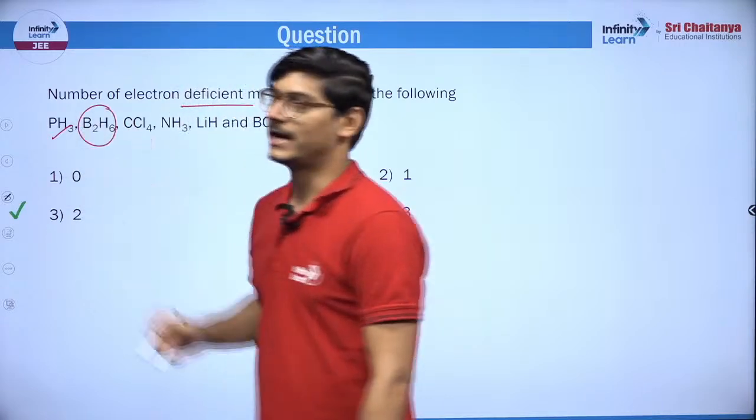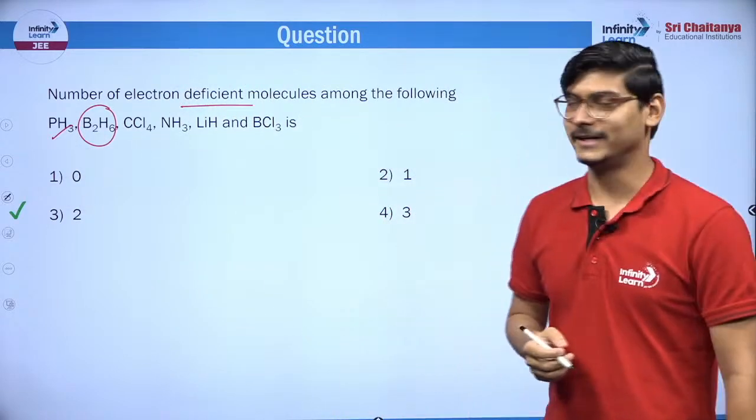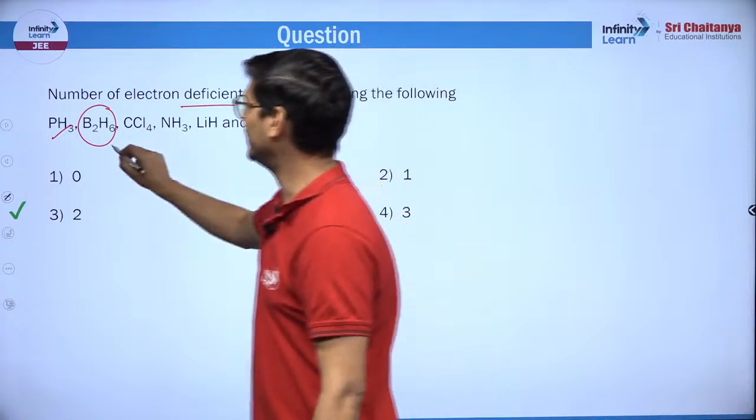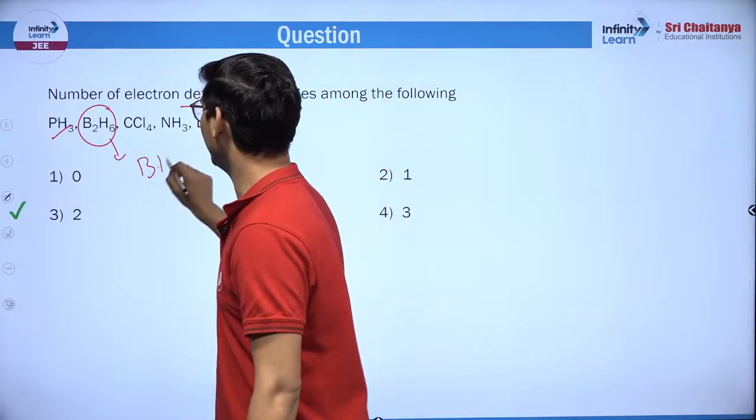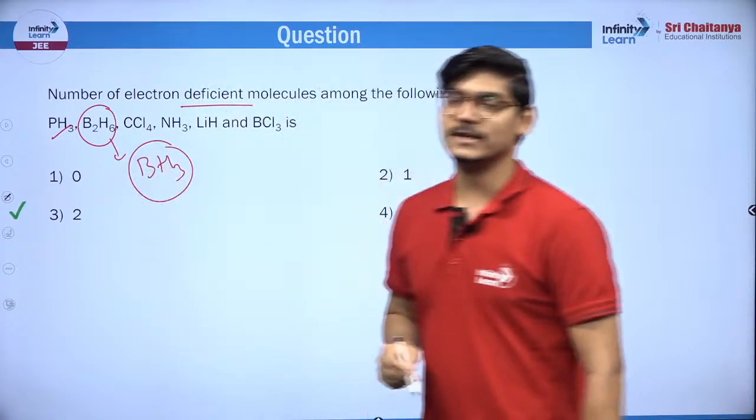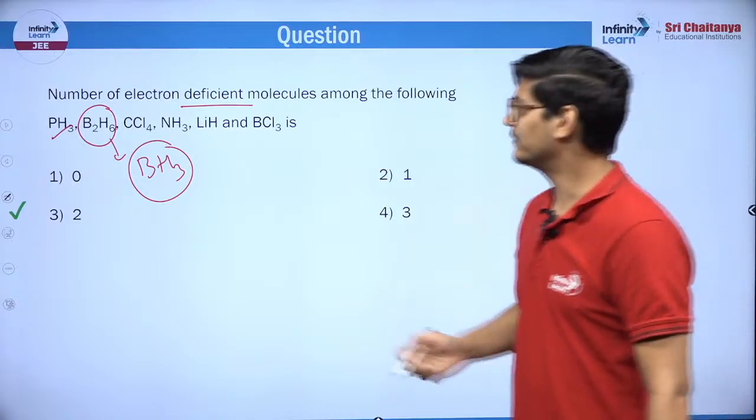B2H6, everybody knows diborane is an electron deficient molecule, right? Because it only has 6 valence electrons. See, diborane consists of BH3, right? So it has 6 valence electrons. So of course it is electron deficient.